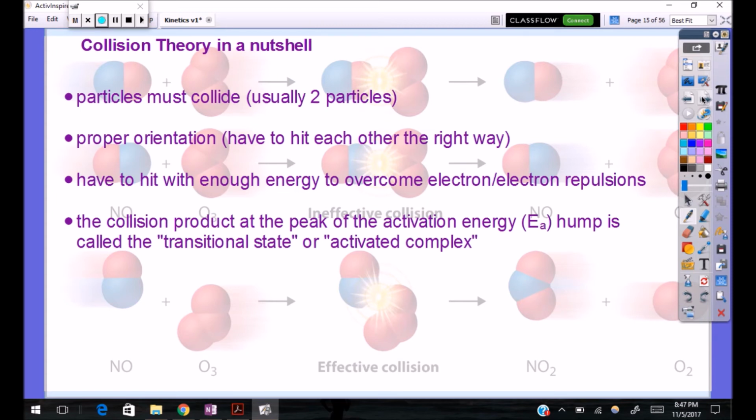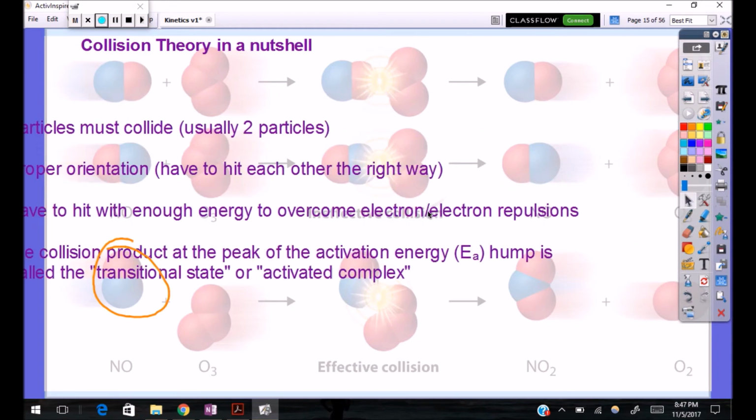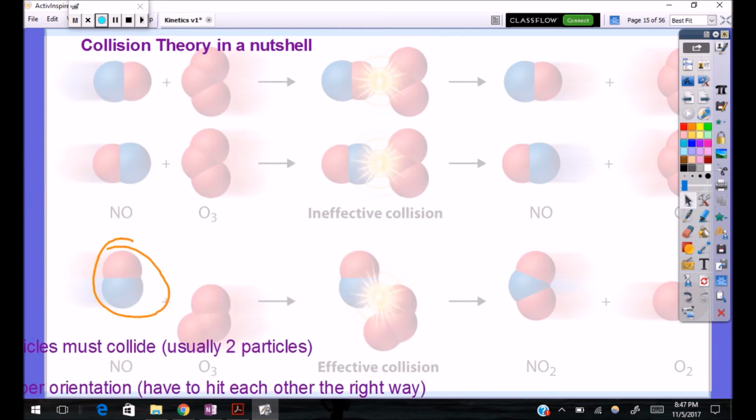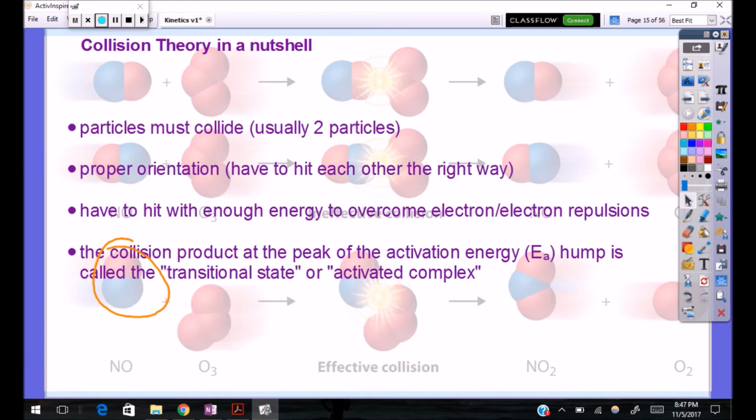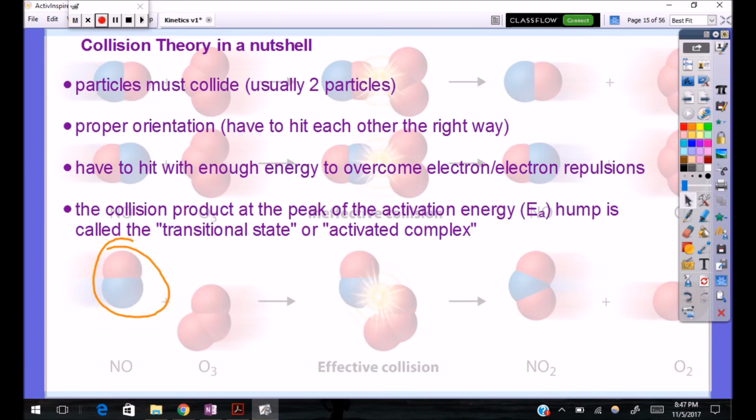So actually, I chose this background intentionally. We've got two particles. And it's nice because it actually compares the ineffective collisions to the effective collisions, which just proves the point that orientation is necessary. Having the right orientation, in simpler terms, they have to hit each other the right way in order for them to become activated or to become in that transition state.